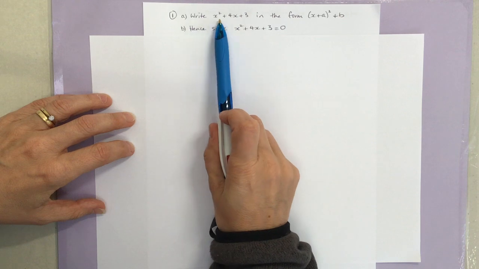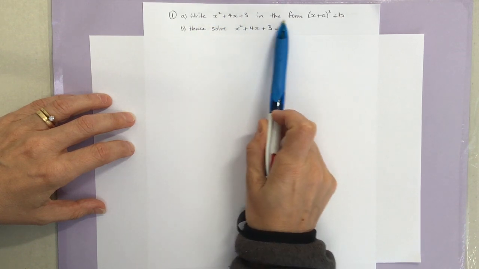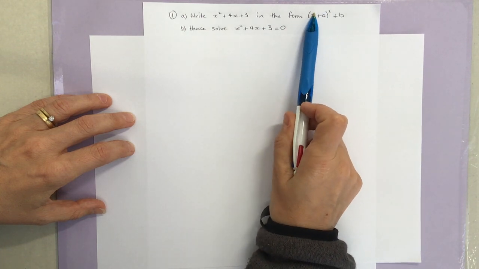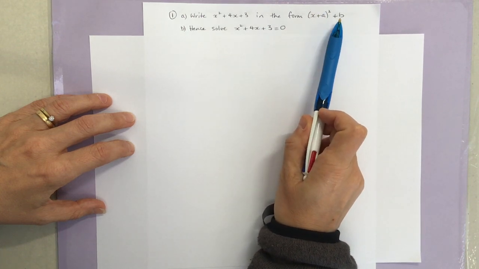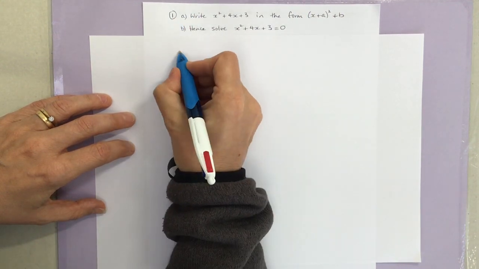So the first one, this quadratic's got an x squared in it, x squared plus 4x plus 3 in this form. So we want a squared bracket plus some number at the end. And this might be plus or minus, and this might be plus or minus. Okay, so let's have a look at that.